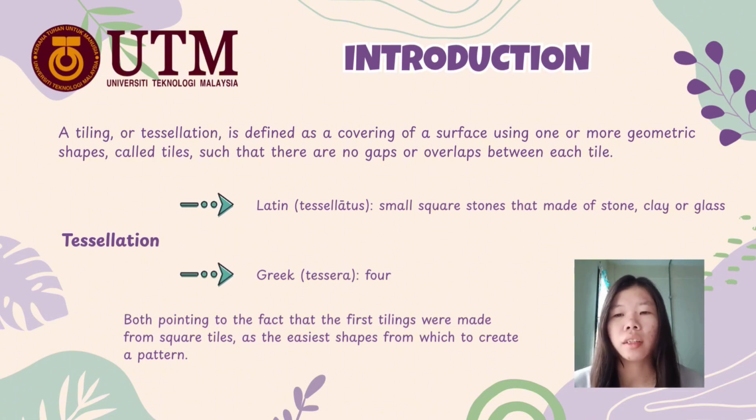A tiling or tessellation is defined as a covering of a surface using one or more geometric shapes, which are often called tiles, such that there are no gaps or overlaps between each tile.